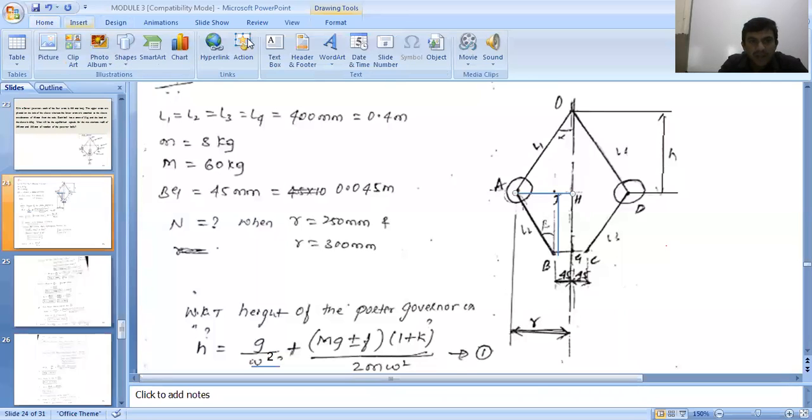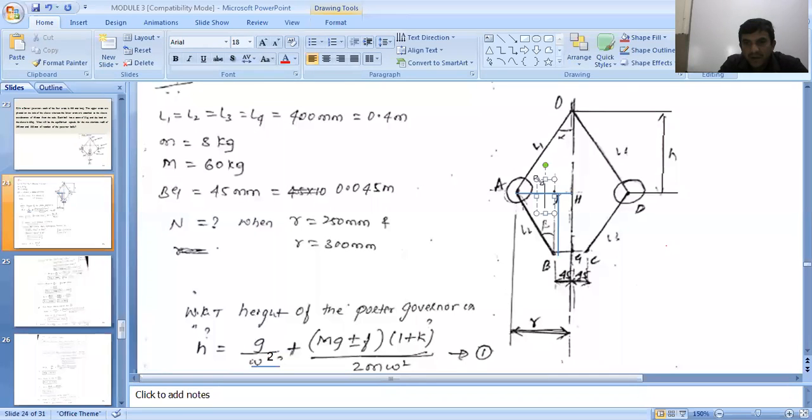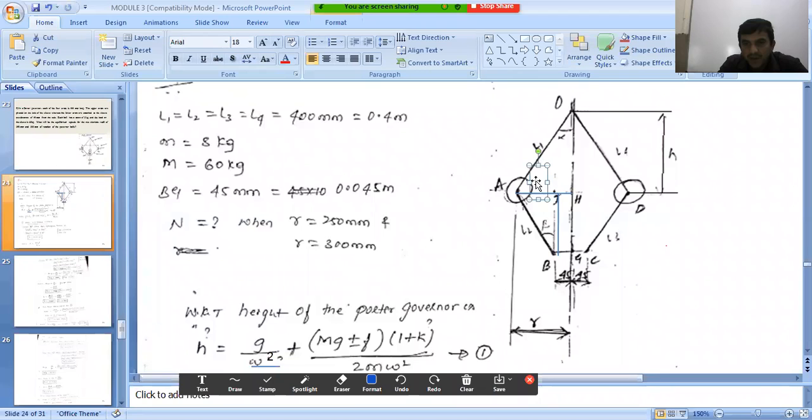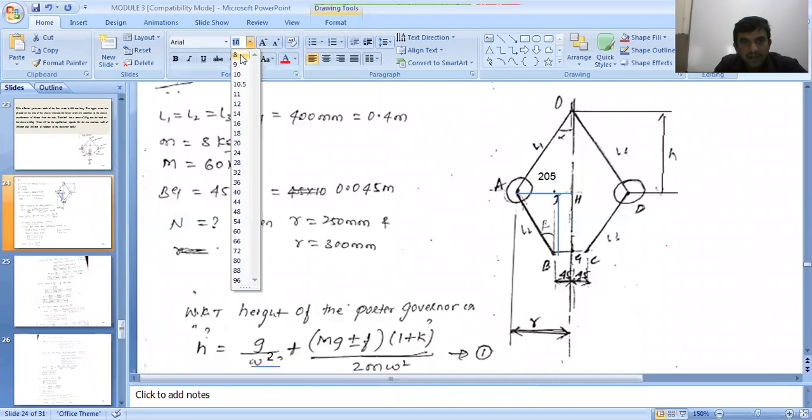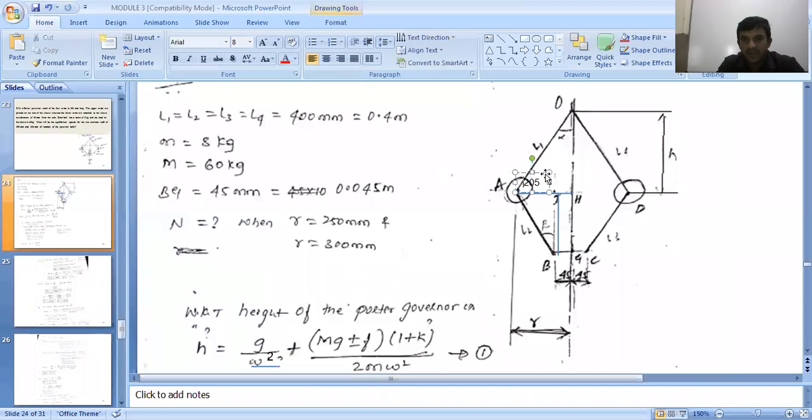How much? Sorry. AJ value, how much did you get? It's not understood. 205. 205, right? AJ value you got is 205 mm. Once you got the 205 mm AJ value, and L2 is 400, then how do you calculate the BJ value?